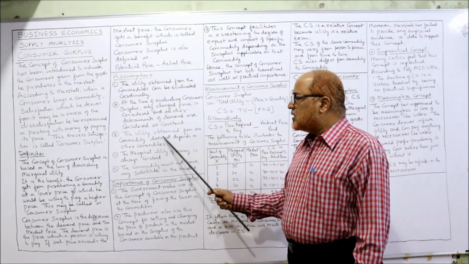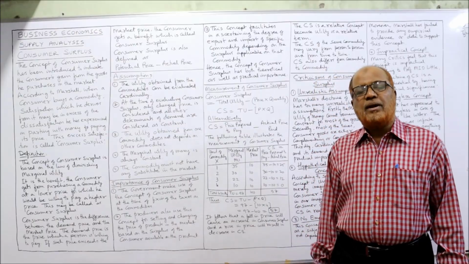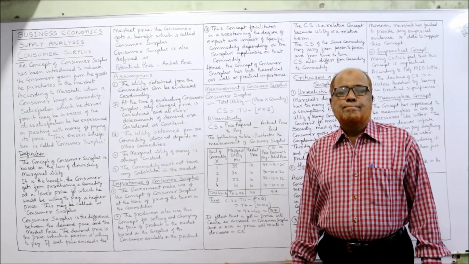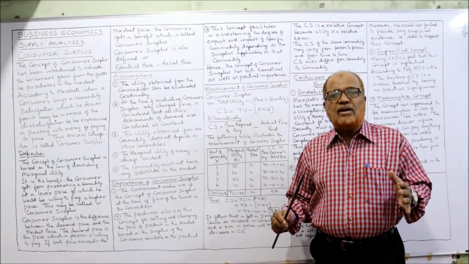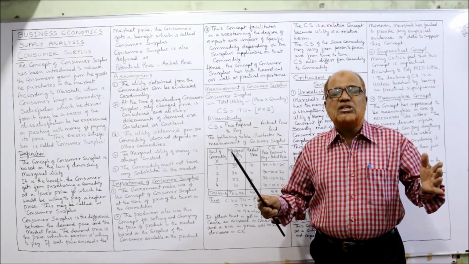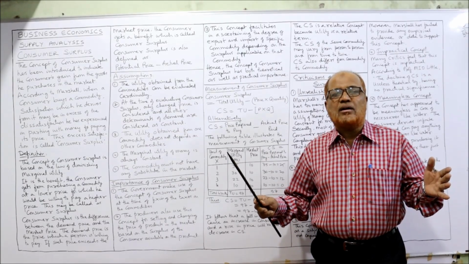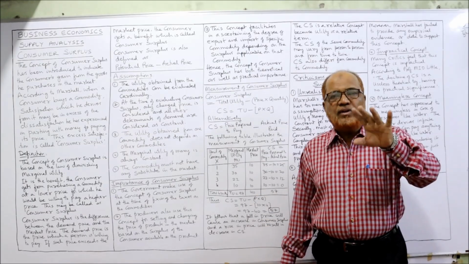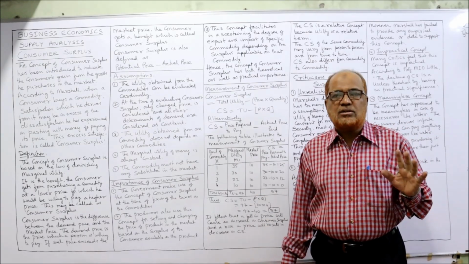Next one, the utility obtained from one commodity does not depend on another commodity. That means whatever utility we are getting, there are no substitutes or complementary goods in the market. Only one commodity is there. We can purchase it or go without it.